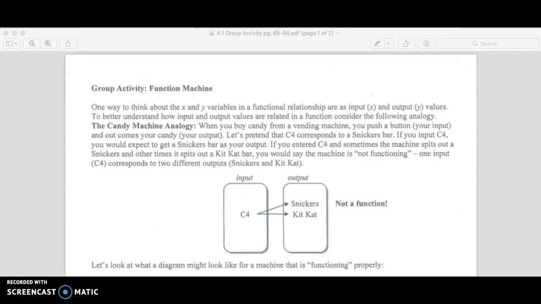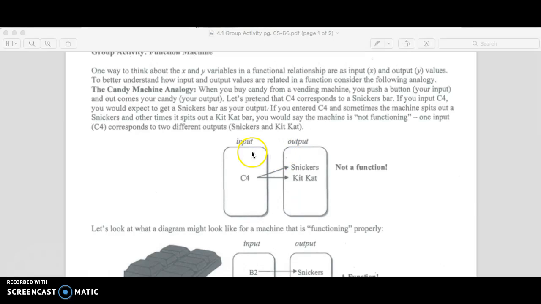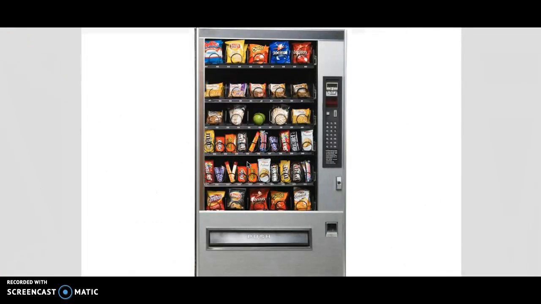Here in chapter 4.1 we have a group activity on pages 65 and 66, and we're talking about a function machine. What this is discussing is a candy bar machine, a vending machine. If you were to input the number and letter C4, would you expect to get out a Snickers and a Kit Kat, or one or the other? I wanted to show you guys this vending machine picture right here.